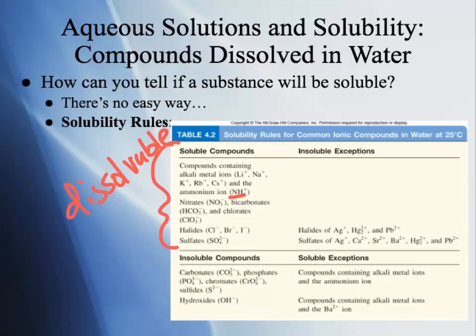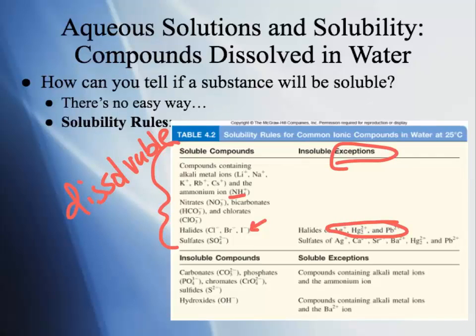Nitrates, bicarbonates, and chlorates are also soluble, so no matter what they're hooked up with, they are able to dissolve in water. Now the halides, those are the halogen group, group 7. Chlorine, bromine, and iodine are generally soluble, except you see here we have some exceptions. So if chlorine, bromine, or iodine is hooked up with any of these three guys, they are insoluble.